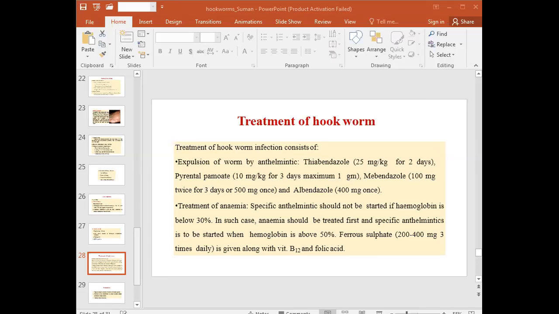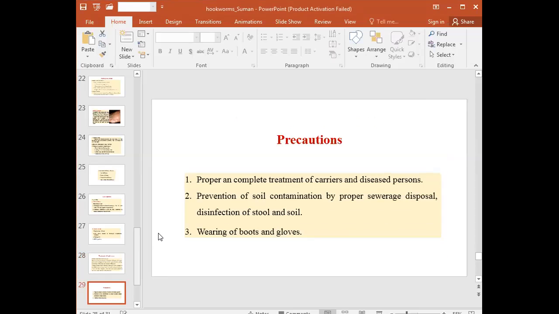A specific anthelminthic should not be started if hemoglobin is below 30%. In such a case, first the anemia should be treated, and then the specific anthelminthic drug should be administered when the hemoglobin is above 50%. Here, ferrous sulfate supplemented with folic acid and vitamin B12 would be administered to the infected person.